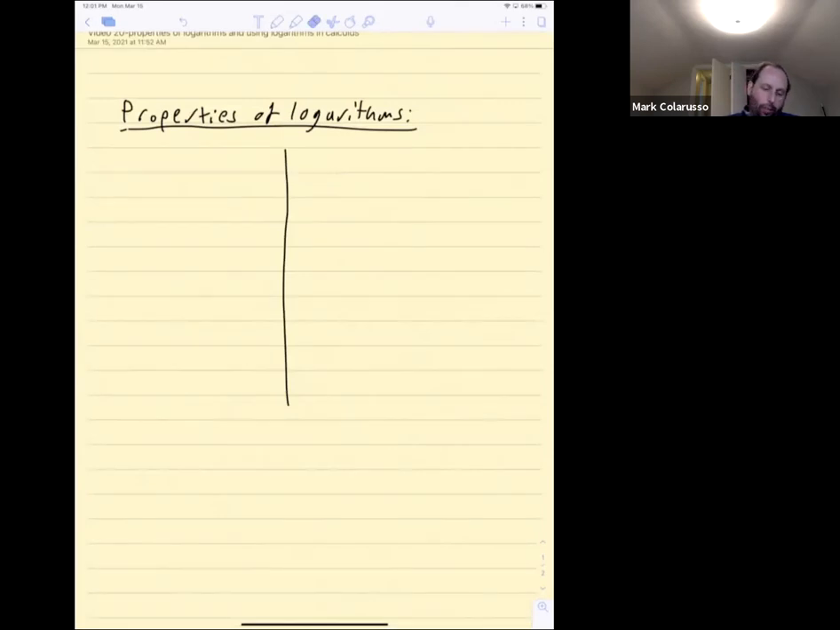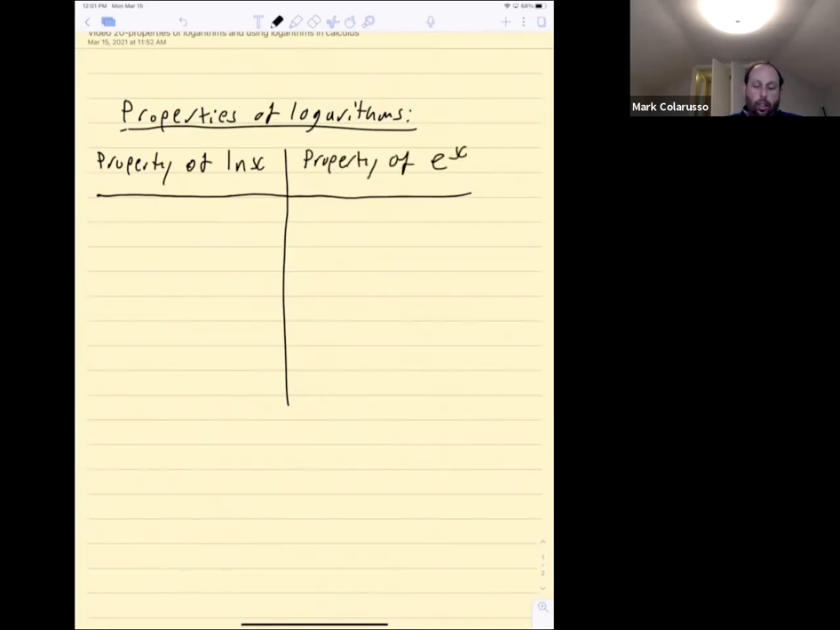And we're not going to prove things in this class, but maybe in the live meetings I'll indicate how you think of these, how you go about proving these. So here I'll put a property of the ln function, and here's a property of exponentials. If you remember, we talked about this earlier, last week.